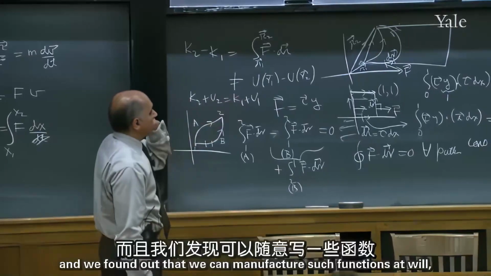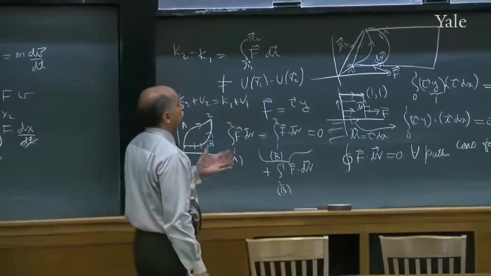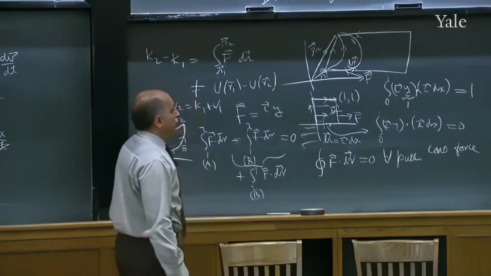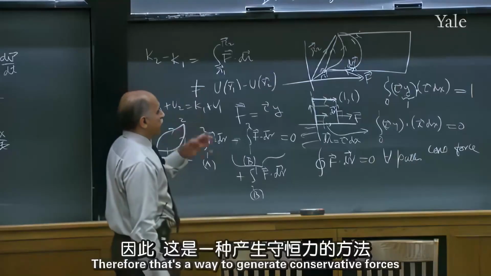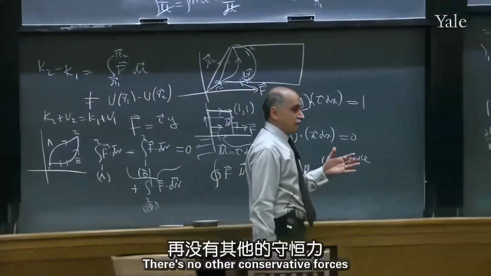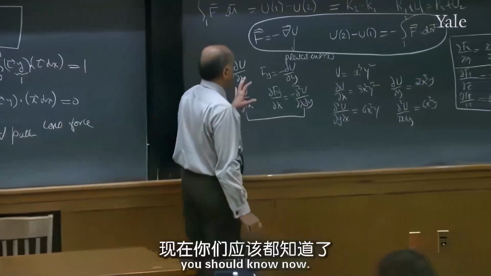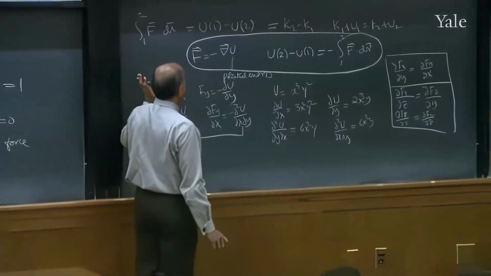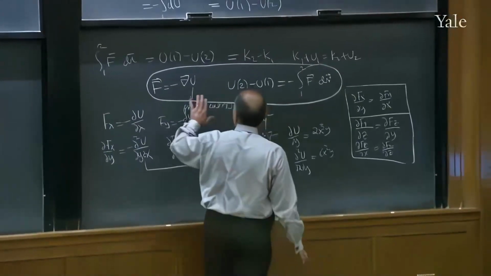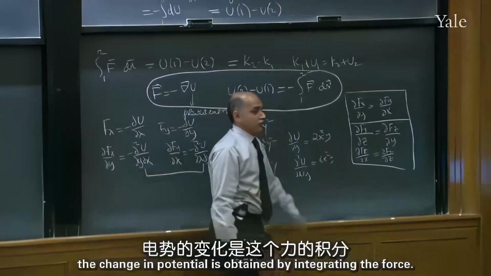And we found out that we can manufacture such functions at will by taking any function u, taking its gradient, or minus the gradient. Therefore, that's a way to generate conservative forces, and they are the only conservative forces there are. There are no other conservative forces which are not gradients of something. And the relation between the potential and the force is what you learned in 1D, suitably generalized to higher dimensions. The force is obtained from the potential by taking the gradient. The change in potential is obtained by integrating the force.